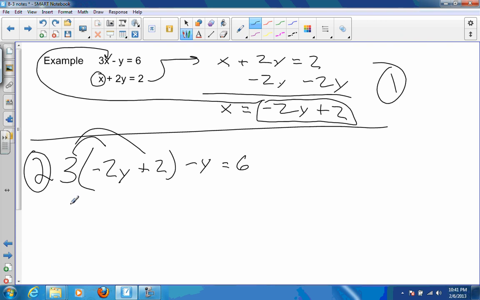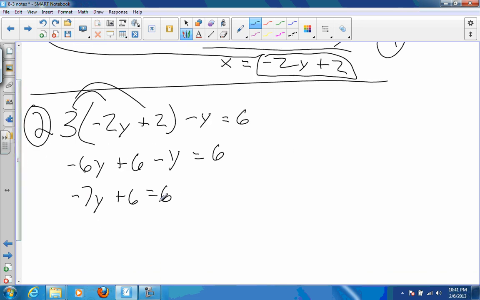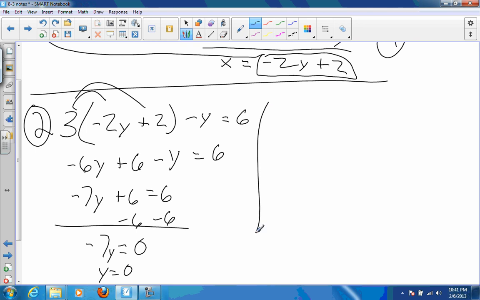If I distribute my 3, I get negative 6y plus 6 minus y equals 6. Combine some like terms, I get negative 7y plus 6 equals 6. And if I combine my 6's and move 6 to the other side, and subtract 6 minus 6, I get negative 7y is equal to 0. And that means that y must be equal to 0. Okay, step 2 is done.